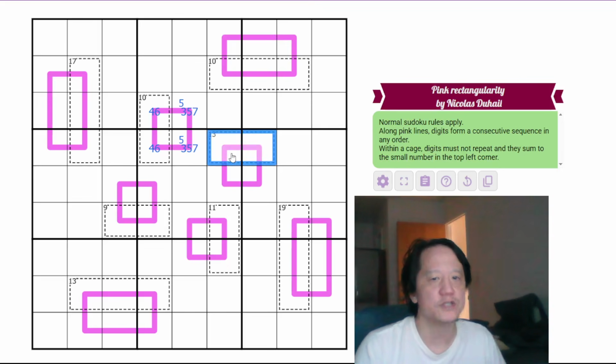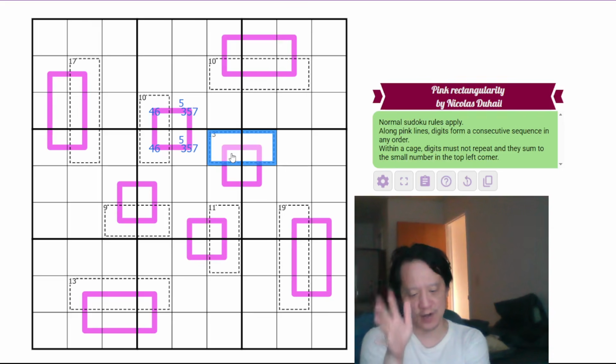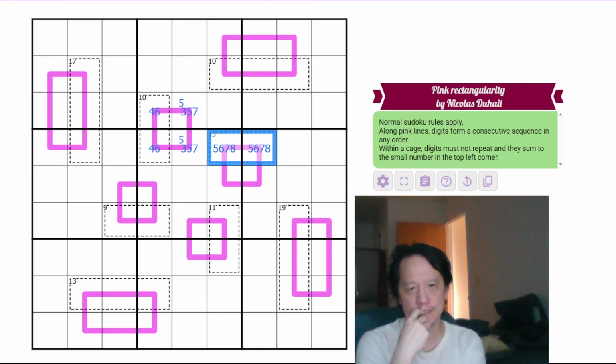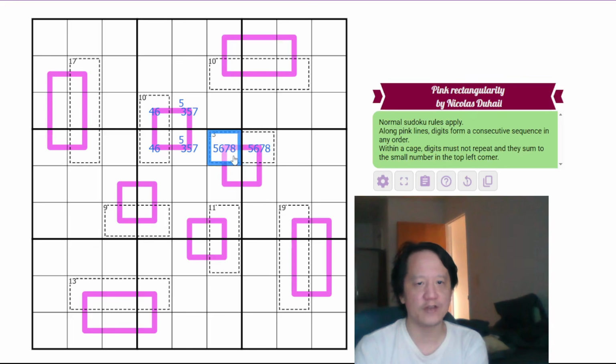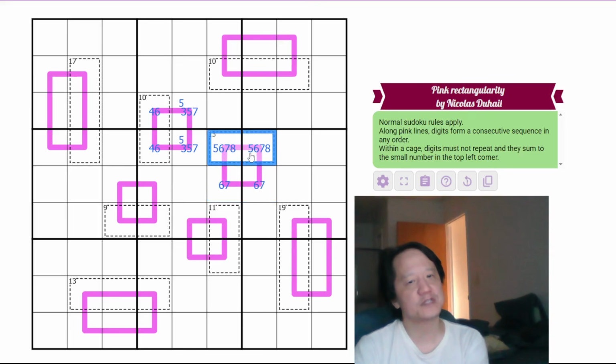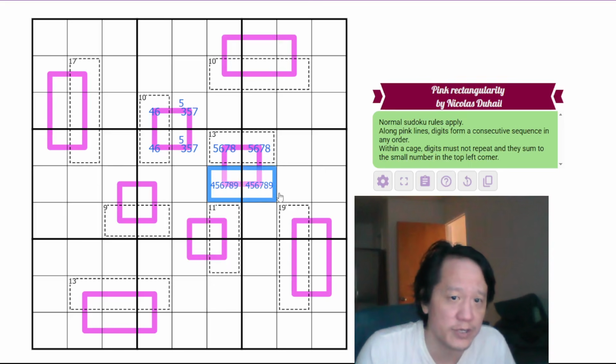For the 13 cage, the difference between the digits must be at most 3 for the 4-length pink line. With 13, you can have 4, 9, but that's a difference of 5. 5, 8 works, and 6, 7 works. So this is 5, 8, or it's 6, 7 there. Okay. If this is 5 and 8, that means this is guaranteed to be 6, 7. If we have 6 and 7 here, it could go 4, 5, or it could be 8, 9, or obviously it could be 5, 8 here. So those are the combinations there.